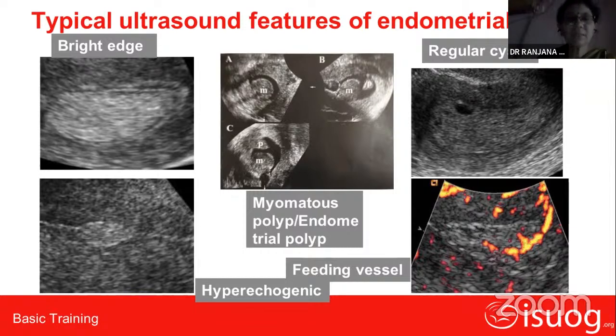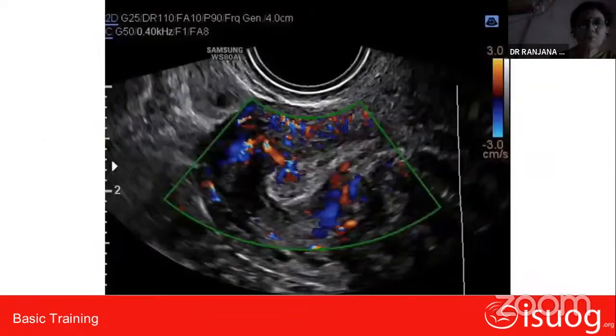In the central image, we are seeing the difference between a myomatous polyp and an endometrial polyp, because myoma can also protrude into the endometrial cavity. But myoma is always hypoechoic, whereas endometrial polyp is hyperechoic. Myoma is always covered with endometrium, and it normally has peripheral vascularization, whereas in a case of polyp, there is a feeding vessel, a single vessel. So here we can see the feeding vessel within the endometrial polyp.